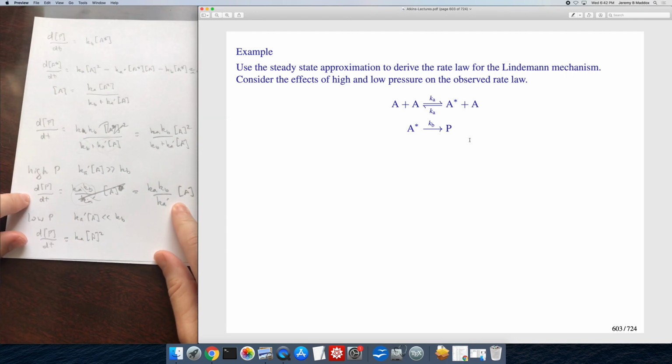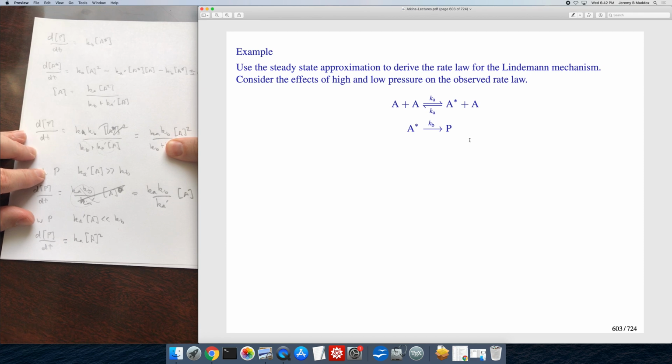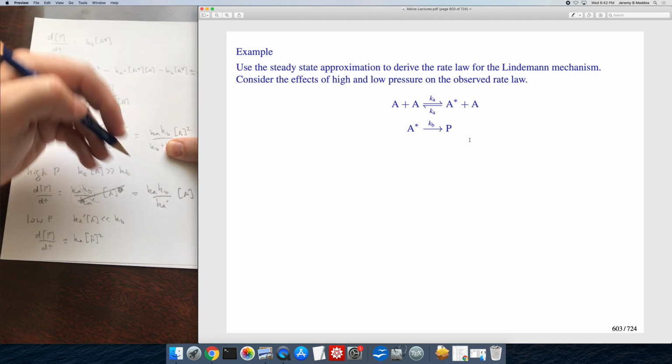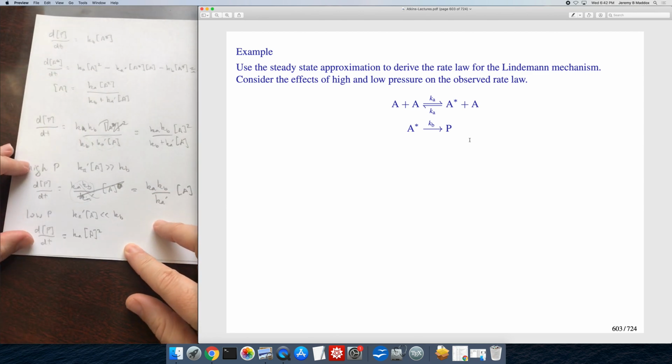Sorry, for the high pressure conditions, you would observe first order kinetics, right? So if you neglect this term, the A down here is going to cancel one of the A's in the A squared, and so you'll be left with first order kinetics and this combination of rate constants. However, if you neglect that term, you're going to get Ka times A squared, you're going to observe second order kinetics.